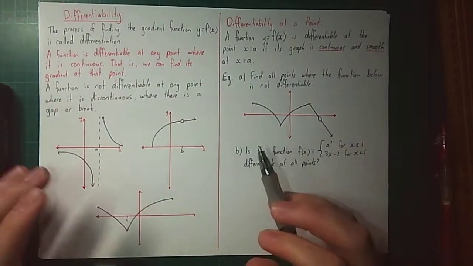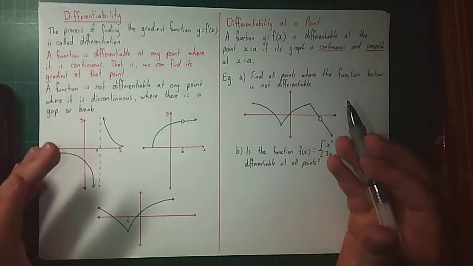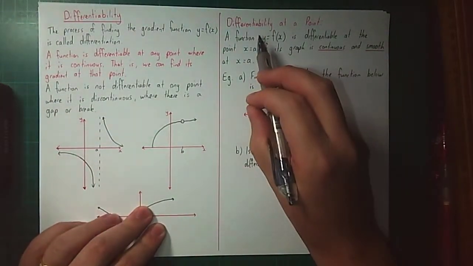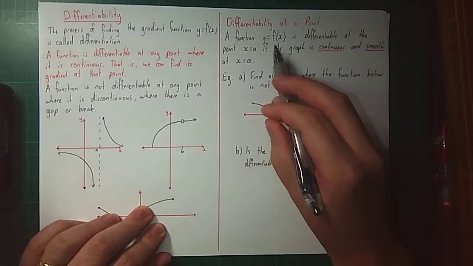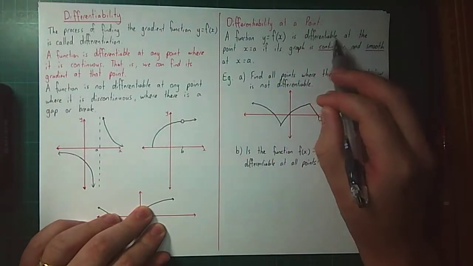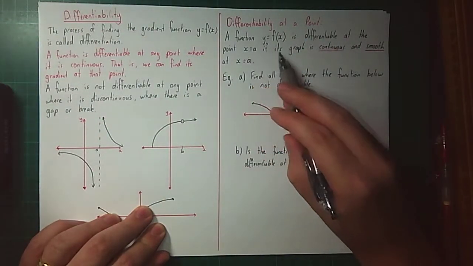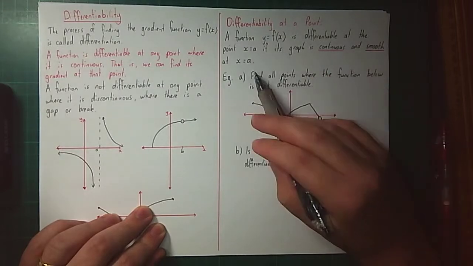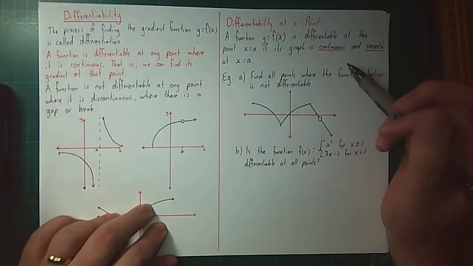Okay, so as that's the case, we can come up with a blanket rule, and that is to find the differentiability at a point: a function y equals f of x is only differentiable at the point x equals a if its graph is continuous and smooth at that same point at x equals a.